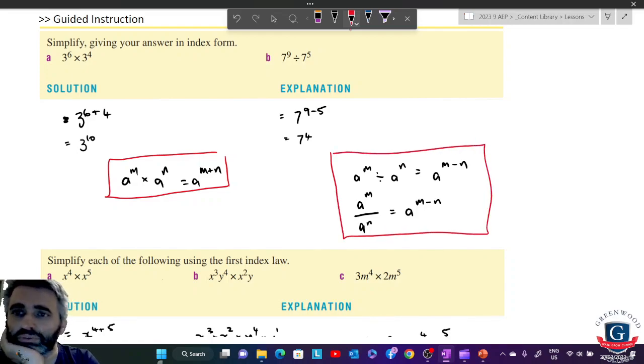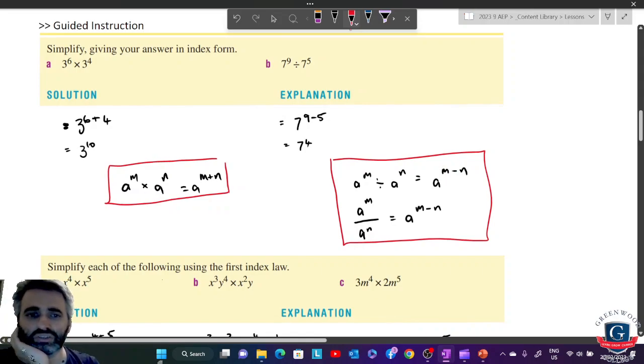Most of the time you have to remember them because they're on a formula sheet, but they're good to remember anyway because it helps you with your computational speed.